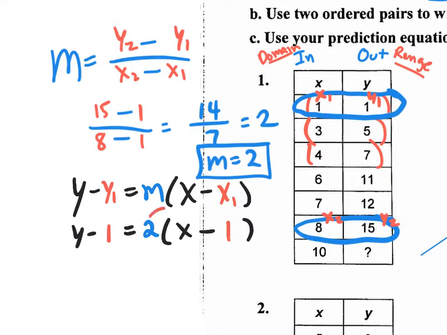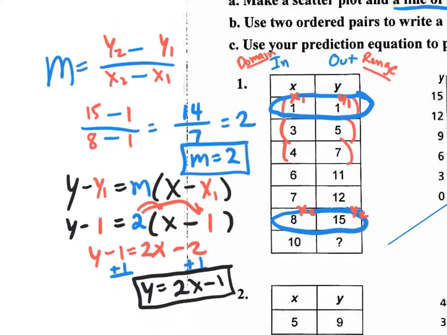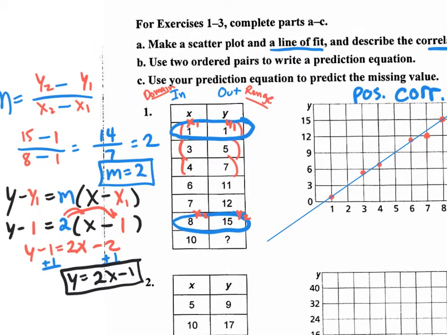So let's distribute 2 times x, 2x. 2 times negative 1 is negative 2. Bring down the y minus 1, the equal sign. My final step would be to add 1 here, add 1 there. So I'll get my final slope-intercept form equation, which is y equals 2x minus 1. Ladies and gentlemen, that is our slope-intercept form equation, and that's the equation that represents this line that best fits that we drew according to our scatter plot.